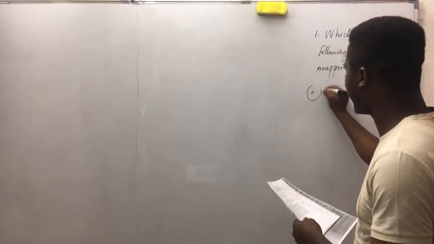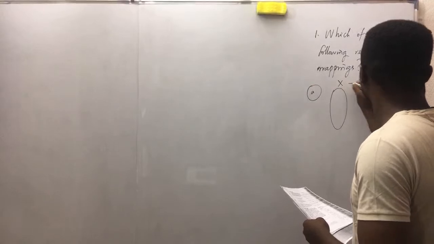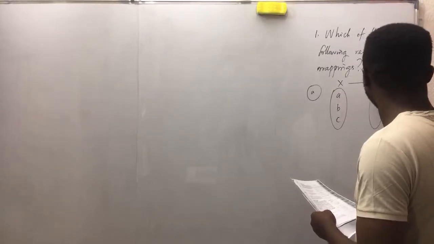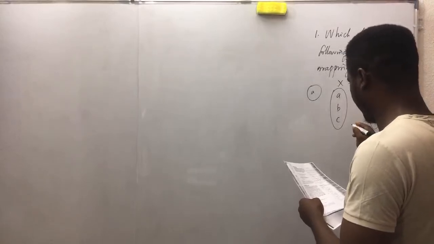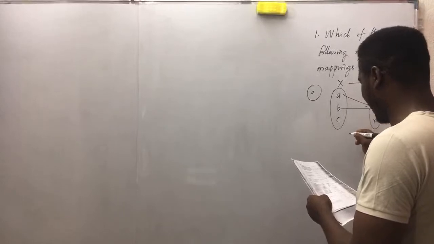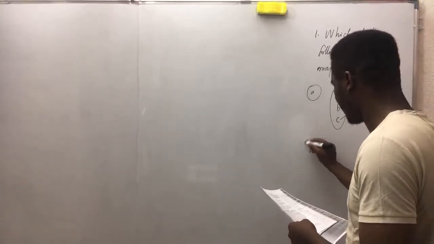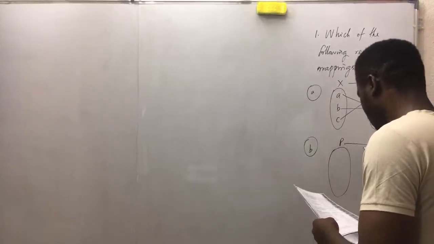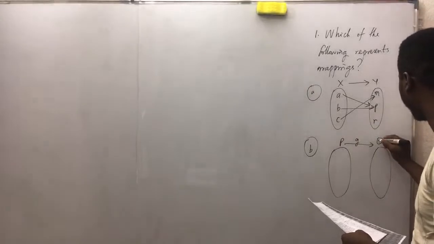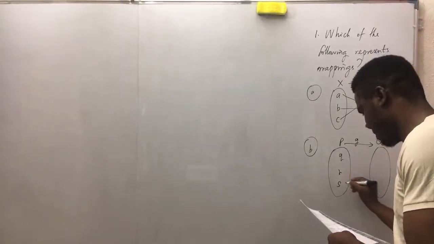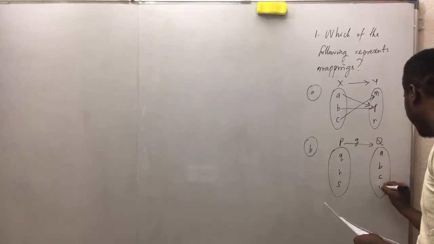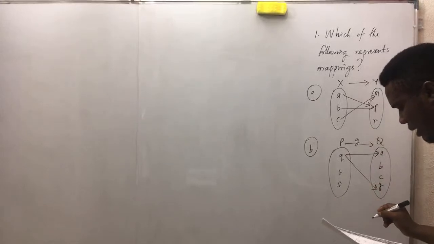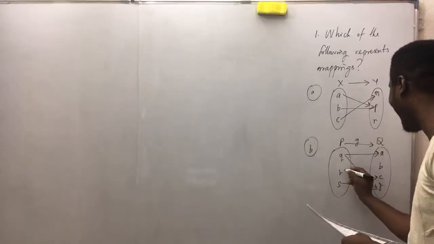I have a set of relations here. I'm going to label them A, B, C, and D. The first relation has sets P, Q, R, S and A, B, C, D. In the next figure we have P, Q, R, S and A, B, C, D. We have arrows going from Q to A and to D, and another arrow going from S to C and R to B.